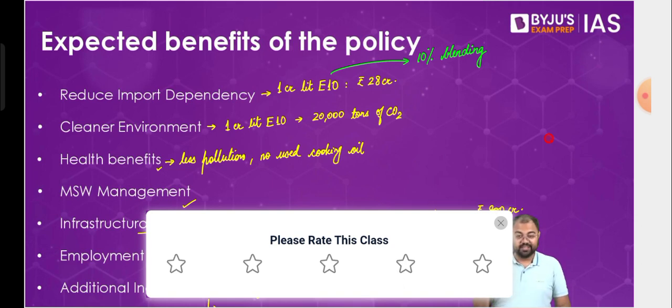KLPD full form is kiloliters per day. So for example, when we write 100 KLPD, it means 100 kiloliters per day is the production happening in this particular plant. Just remember, kiloliters per day.